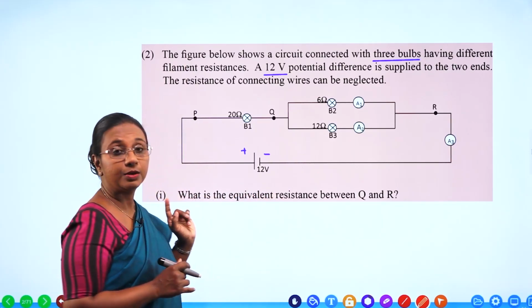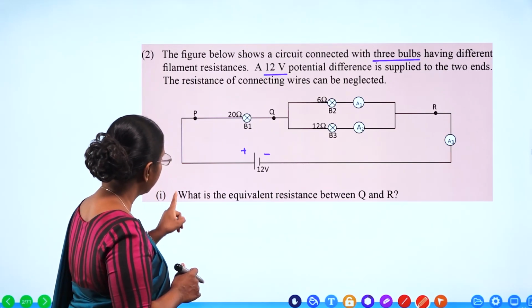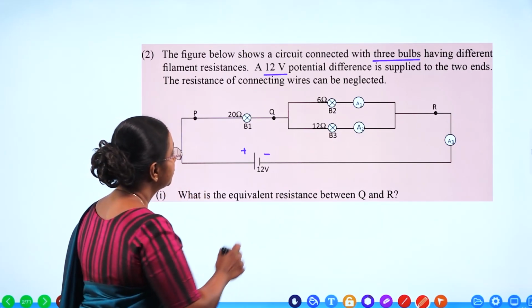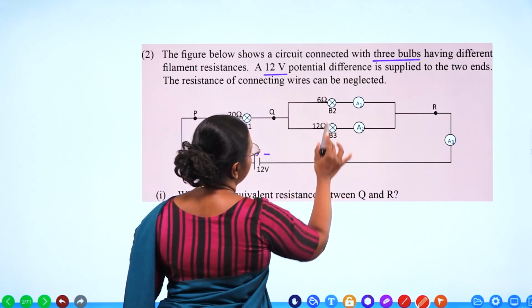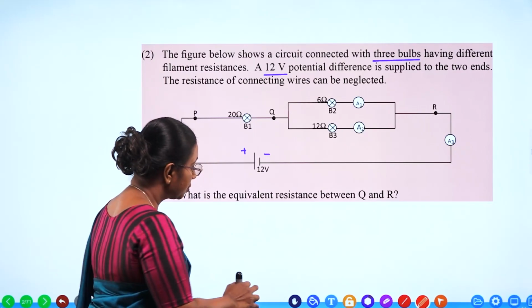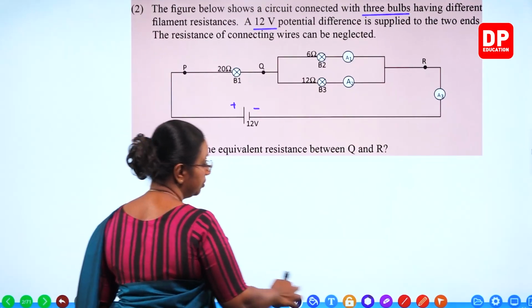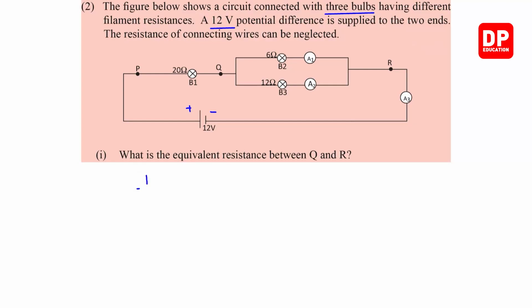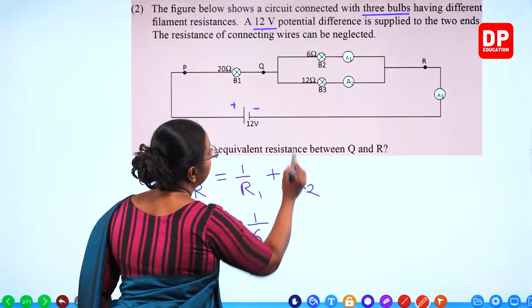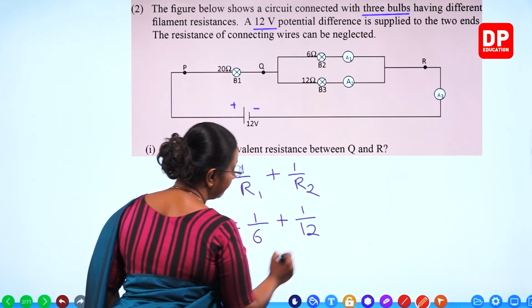Then, if we look at the questions. The first one, what is the equivalent resistance between Q and R? So, points Q and R, there are 2 resistors, the bulbs, connected in a parallel manner. So, what is the equation that you need to use? We need to use the equation 1 over R is equal to 1 over R1 plus 1 over R2. So, R1 we can take it as 6 ohms and R2 we will take it as 12 ohms.